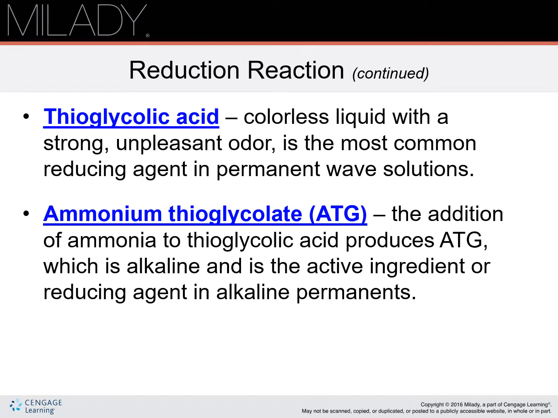The strength of permanent waving solution is determined primarily by the concentration of THIO. So depending on how much THIO is in that product is how strong that product is. Stronger perms have higher concentration of THIO, which means that more disulfide bonds are broken compared to weaker perms. Ammonium thioglycolate. The addition of ammonia to thioglycolic acid produces a new chemical named ammonium thioglycolate, which is alkaline and is the active ingredient or reducing agent in alkaline permanents.